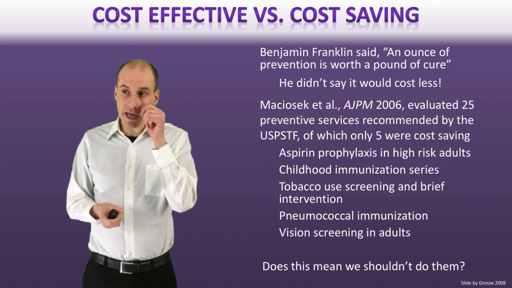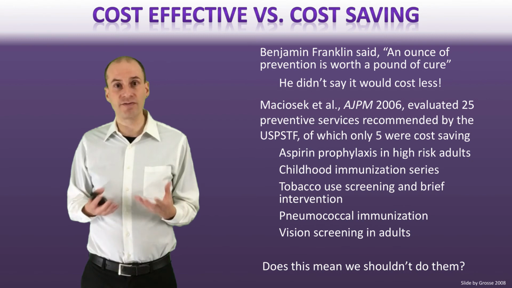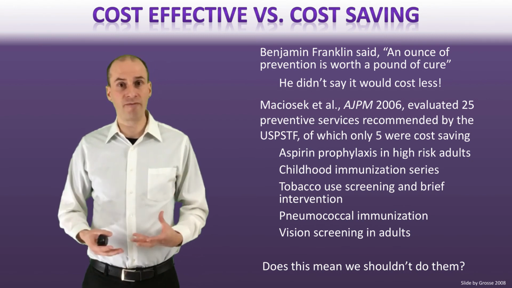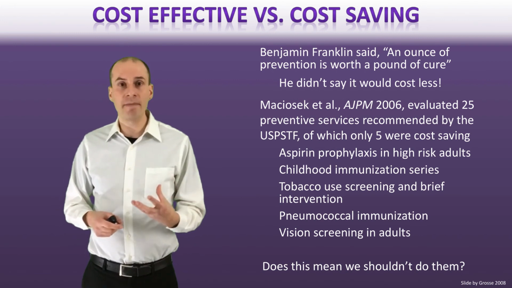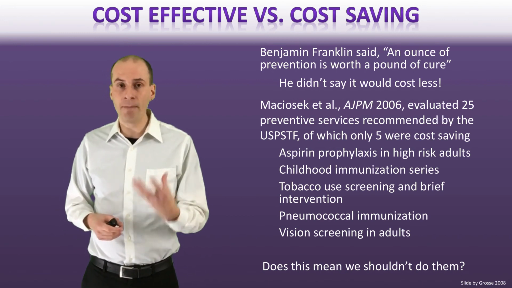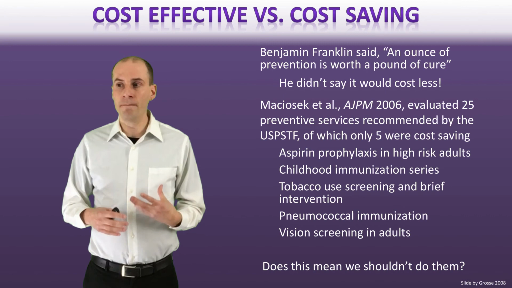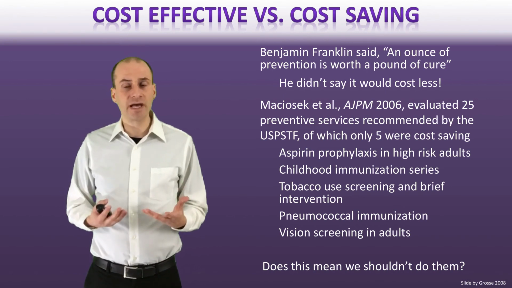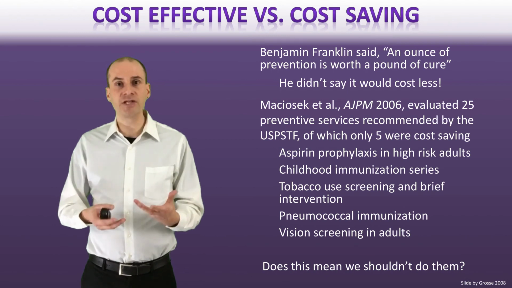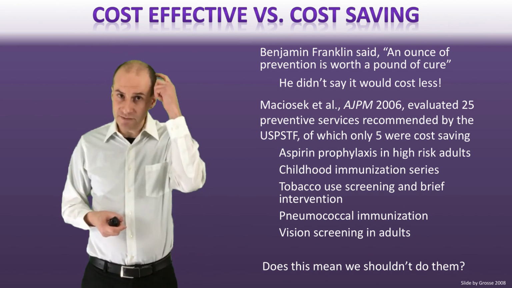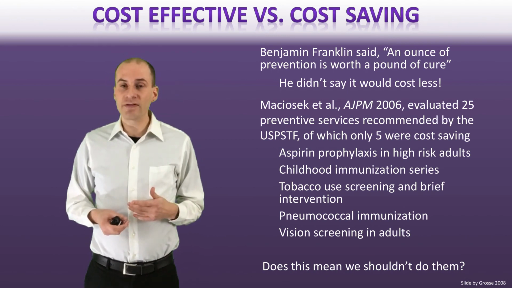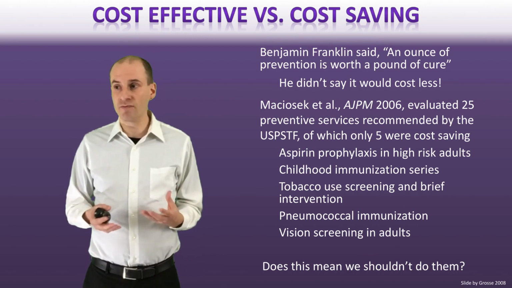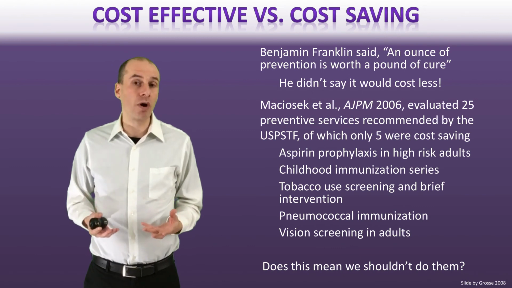So when you look at the U.S. Preventive Services Task Force, which is the U.S. body that really thinks about prevention and public health and recommends different healthcare and public health strategies based upon the evidence, there's an evaluation that looked at 25 of the recommendations that the U.S. Preventive Services Task Force put together, and they found that only 5 of them actually saved money. Most of those, the remaining 20, actually cost more, right?